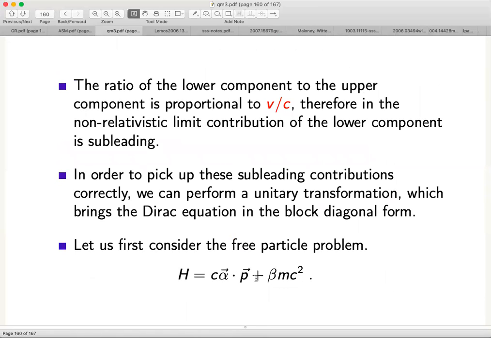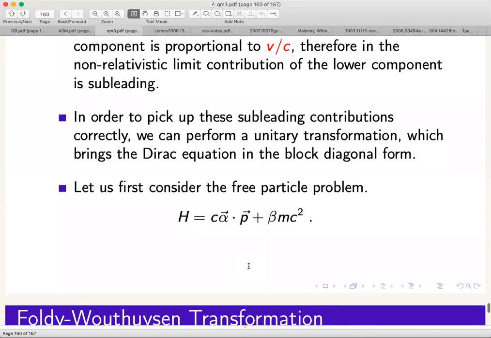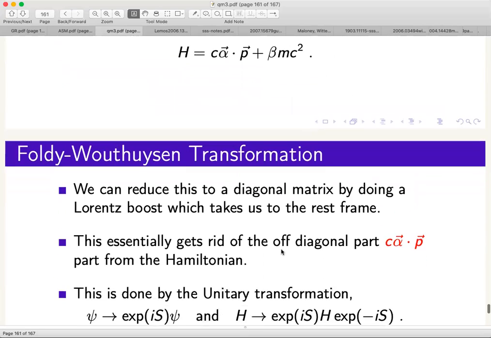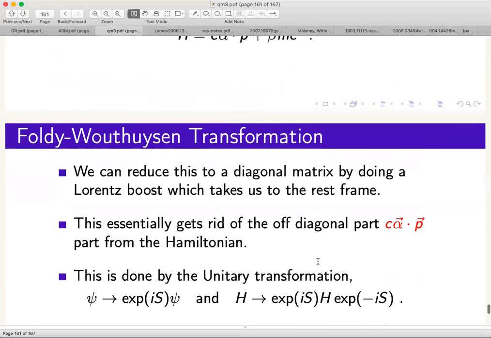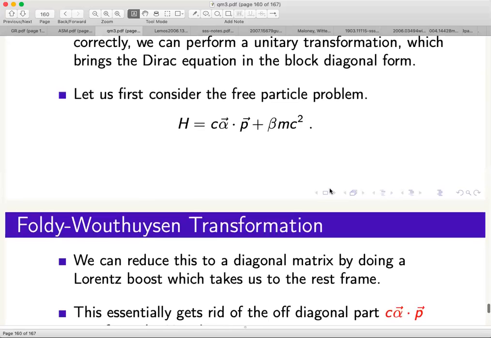Okay, in this we already know that beta as a matrix is diagonal, but alpha is not a diagonal matrix. It is off diagonal sigma matrices. Okay, it is sigma sigma off diagonal, and we want to kind of diagonalize that piece. Okay, good. So of course, we can reduce this equation to a diagonal matrix by just doing a Lorentz boost.